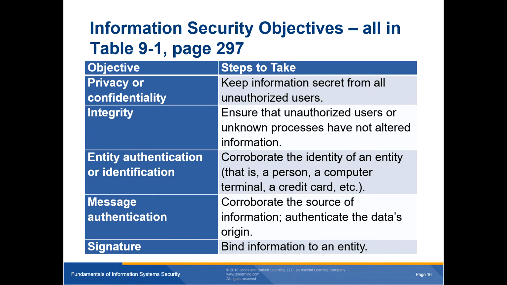Okay, these information security objectives come from the Handbook of Applied Cryptography. They're all in Table 9-1 on page 297. So I'm not going to read them all to you. We'll look at them for a few seconds and go on to the next one. There are actually 3 slides, I think, of this.